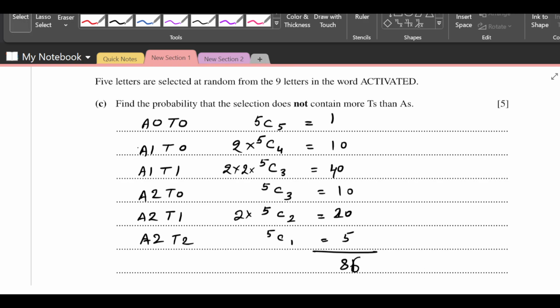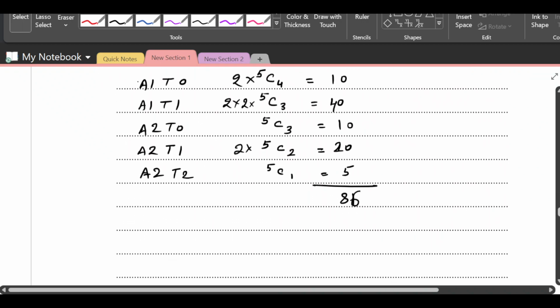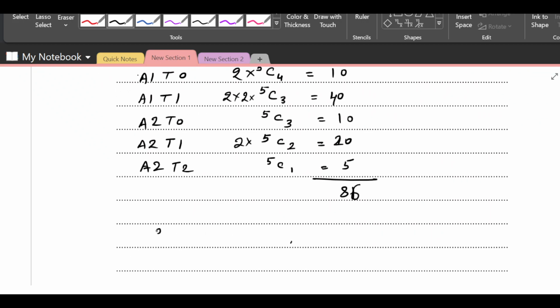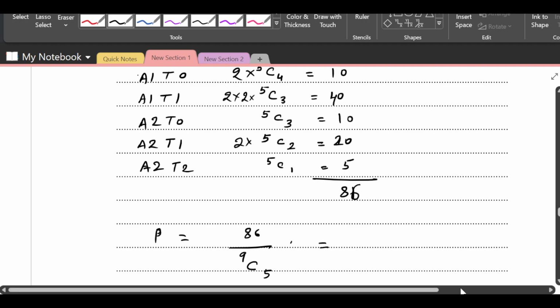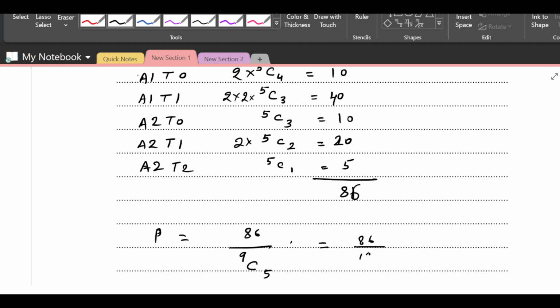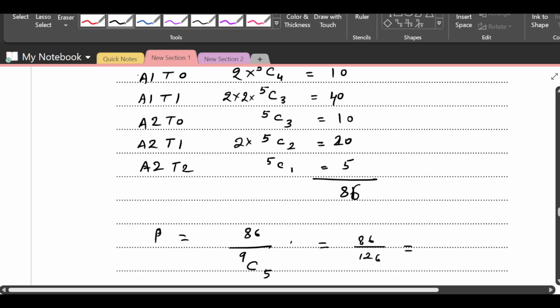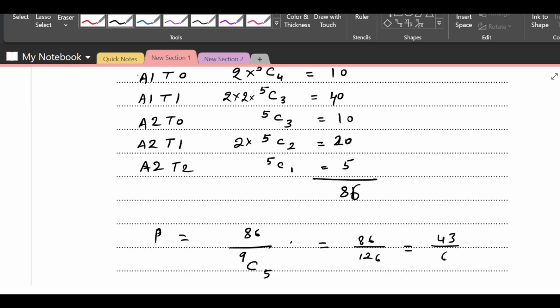Find the probability that the selection does not contain more T's than A's. So therefore the required probability will be 86 divided by, from 9 I am selecting 5, so 9C5. 86 divided by 9C5 will be 86 divided by 126. So in reduced form, it can be written as 43 divided by 63, or in decimal form if you want, it can be written as 0.683.